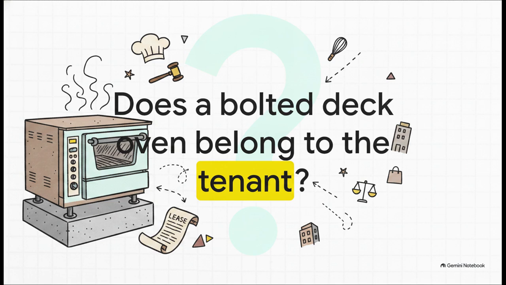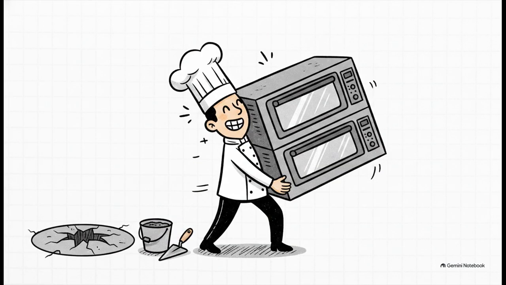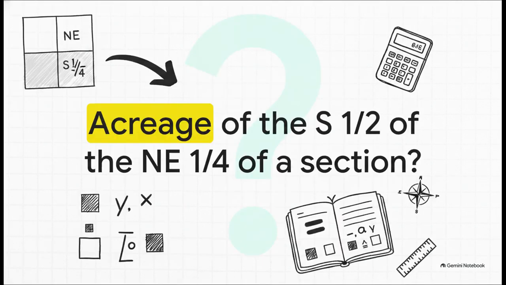Here is Scenario 1. A commercial tenant operates a bakery, and they bolt a massive industrial deck oven directly into the concrete floor. When the lease ends, does that oven stay with the landlord as real property, or does it go with the tenant? Take a second and lock in your answer. It goes with the tenant. Because this was installed specifically for a commercial business operation, it is legally classified as a trade fixture. So, as long as the tenant repairs that concrete floor when they remove it, that heavy industrial oven remains their personal property.